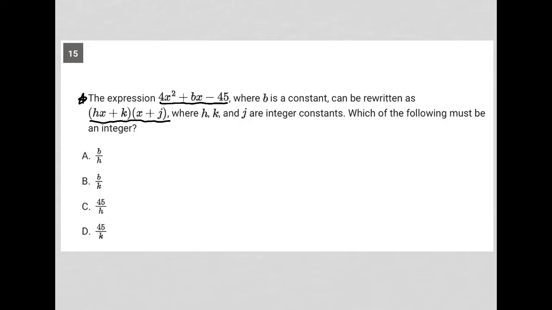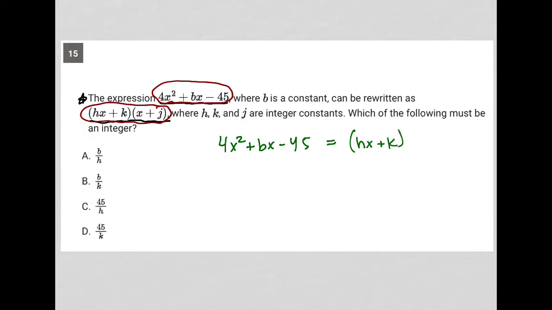All right, so because I know that this can be rewritten as this, I'm actually going to set those two things equal to each other down here. So I'm going to say 4x squared plus bx minus 45 is equal to hx plus k times x plus j. And then I'm going to simplify this right-hand side by using FOIL.